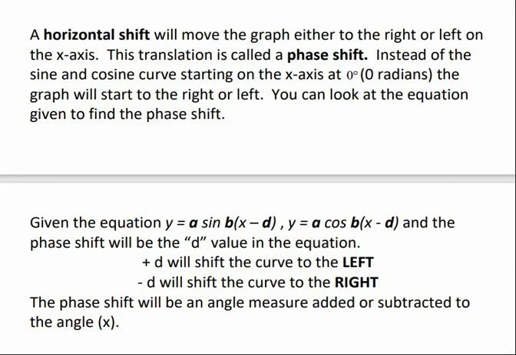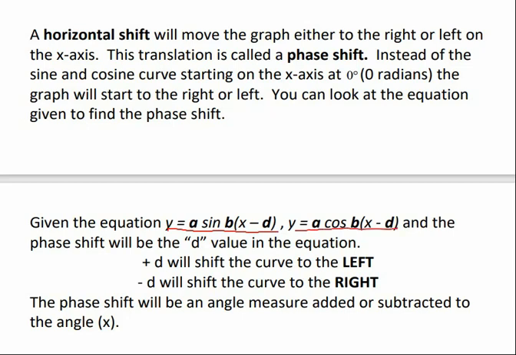So, given the equation, and here we have it down here, y is equal to a sine of b, which is what we had earlier, but we've added this minus d inside the parentheses. So, connected to the x in parentheses, whatever is added or subtracted to that value or that angle is going to give us the phase shift. And the same thing with the cosine graph.